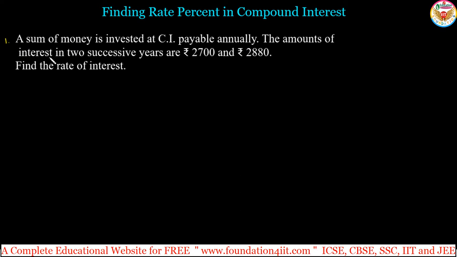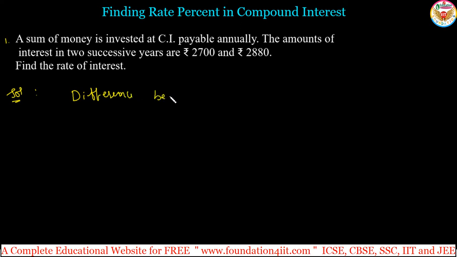The amounts of the interest in two successive years are 2700 and 2880. Two successive years. So therefore, we can make the first statement. The difference between the compound interest. The amount of the interest in two successive years. For example, the first year amount is 2700 and the second year amount is 2880. Two successive years, one year by next year. So that means difference.